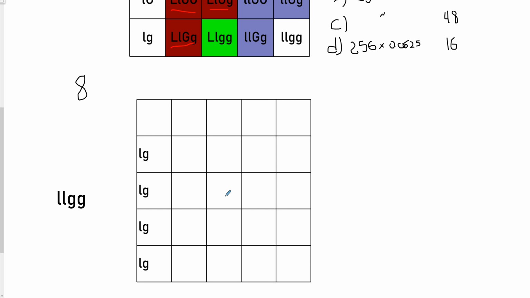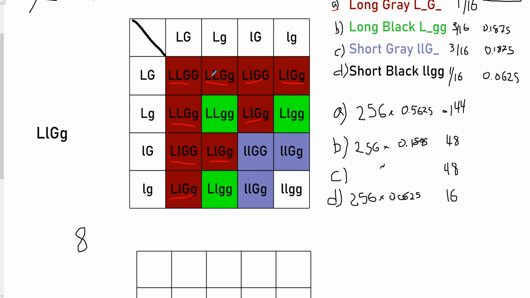Likewise, this one's not going to work for us because it has two big L's. This one's not going to work for us because all of the offspring will have long wings. This one's not going to work for us because all of them have gray bodies. So you can't get your 1 to 1 to 1 to 1. This one doesn't work because big L's. This one doesn't work because big G's. The only genotype that is going to get us what we want, which is all 4 phenotypes, is a heterozygote.